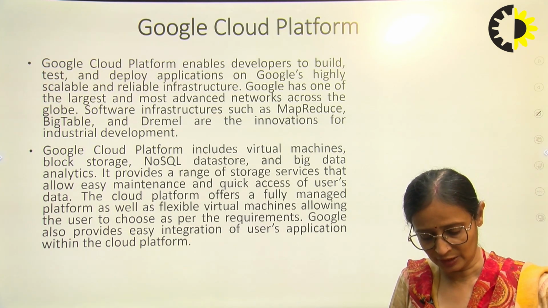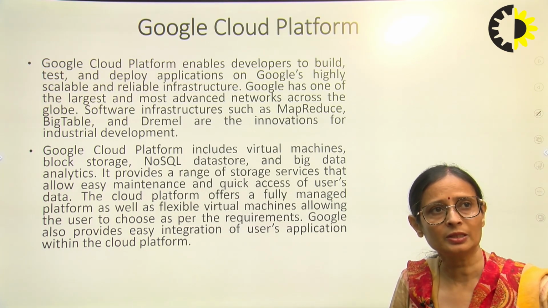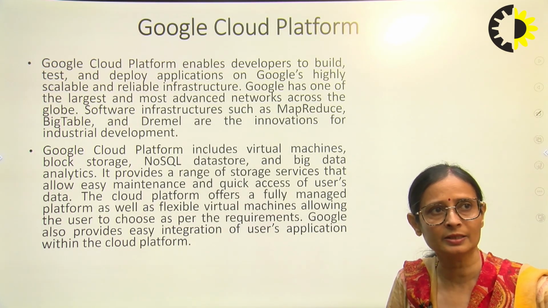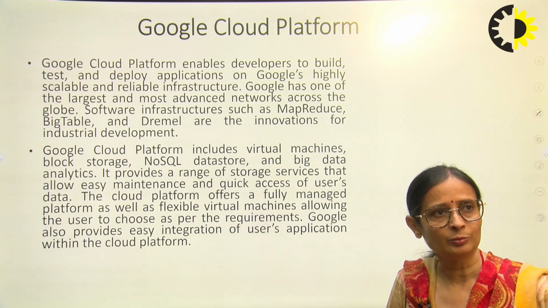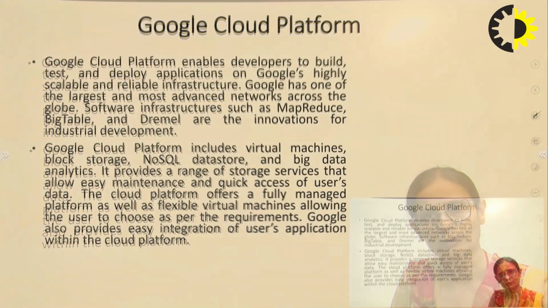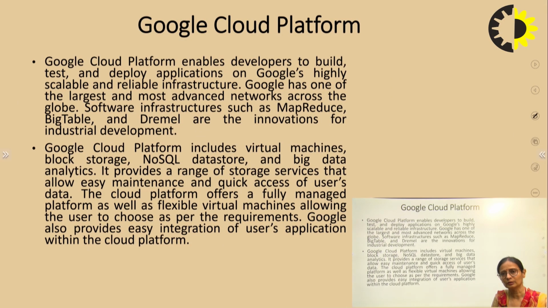The very first service which Google is providing is GCP, that is the Google Cloud Platform. It enables developers to build, test, and deploy applications on Google's highly scalable and reliable infrastructure. Google has one of the largest and most advanced networks across the globe. Software infrastructure, for example MapReduce, Bigtable, and Dremel, are innovations for industrial development. GCP includes virtual machines, block storage, NoSQL data store, and big data analytics.